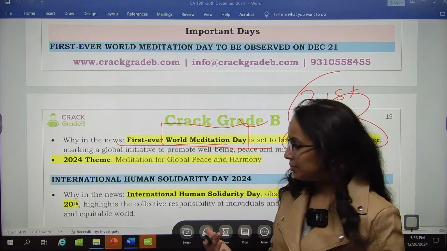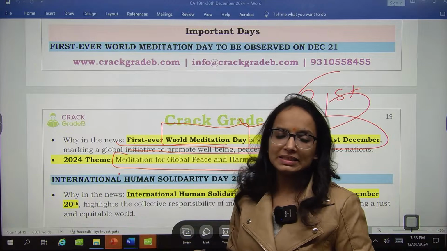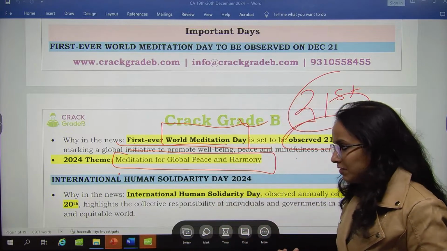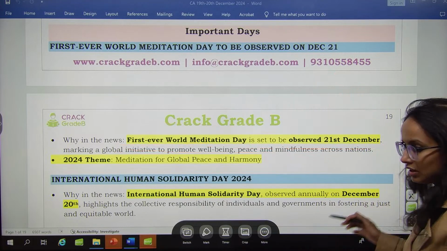The 2024 theme is meditation for global peace and harmony. So since the day is important, that's why the date as well as the theme also becomes important, right? So the theme will be meditation for global peace and harmony. Day is 21st December. Remember this thing.